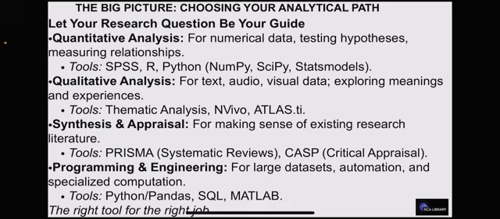So now we have quantitative analysis, for instance. When we are talking about choosing your analytical path, it could be quantitative, it could be qualitative, it could be synthesis and appraisal, it could be programming and engineering. So let's take it one after the other.